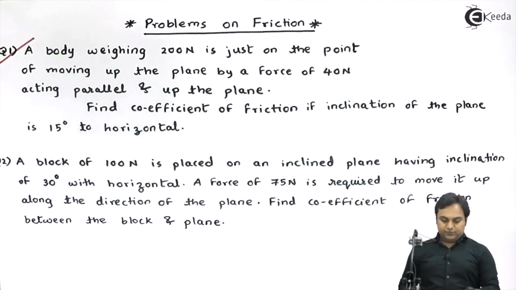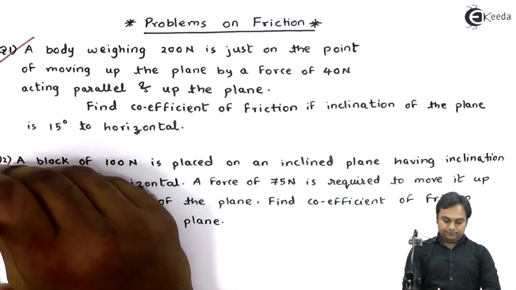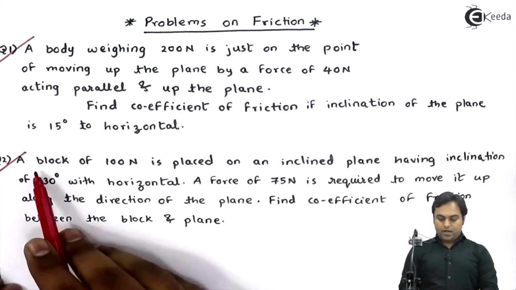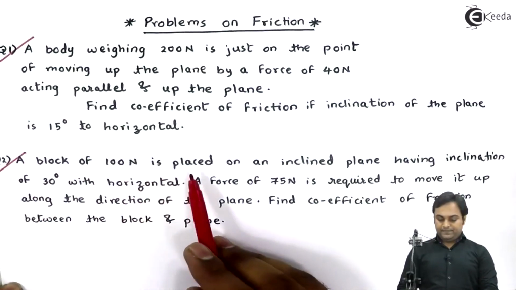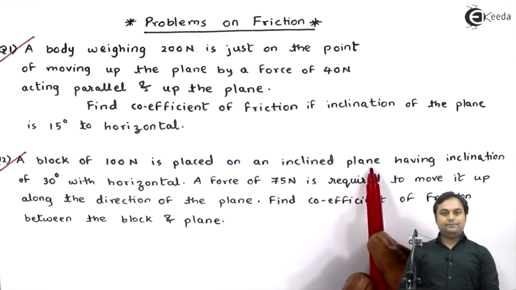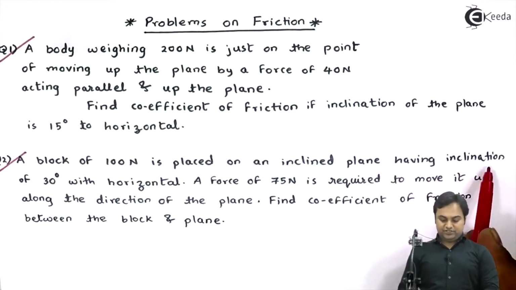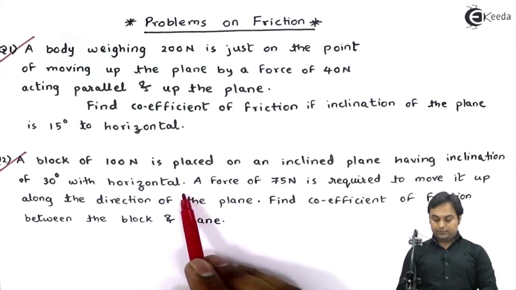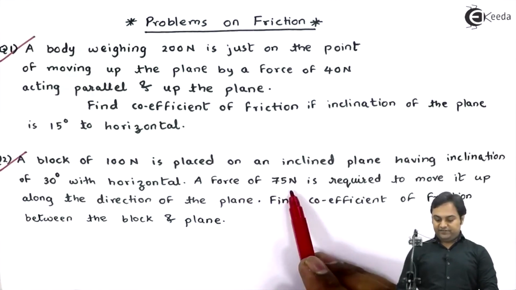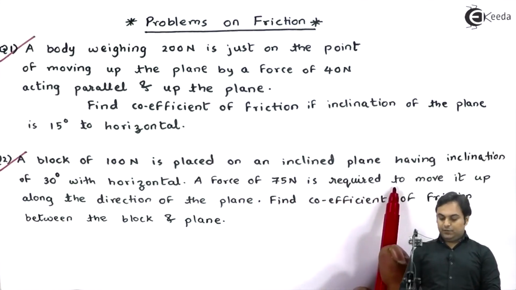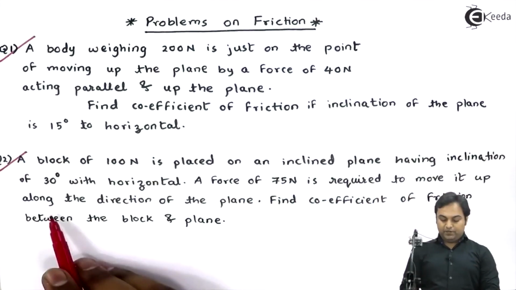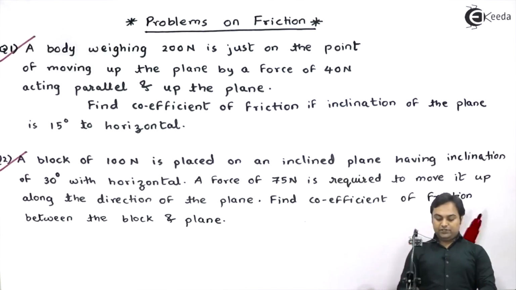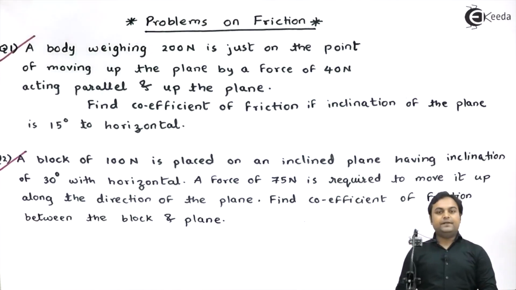Let us take the next question, question number 2. Let's read what is given here. A block of 100 Newton is placed on an inclined plane having inclination of 30 degree with horizontal. A force of 75 Newton is required to move it up along the direction of the plane. Find coefficient of friction between the block and the plane.